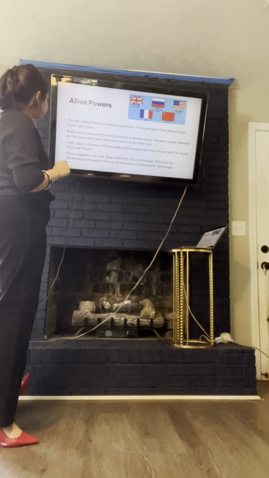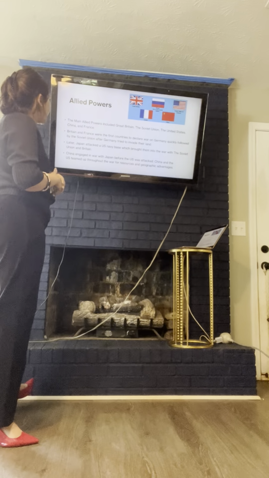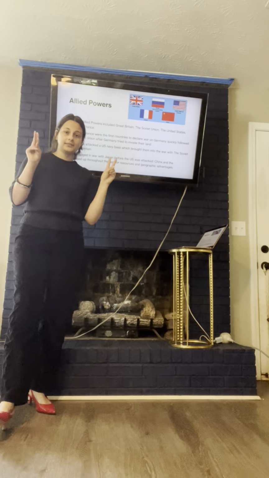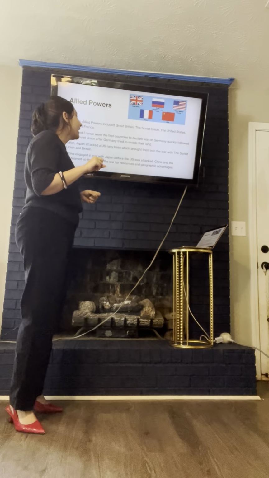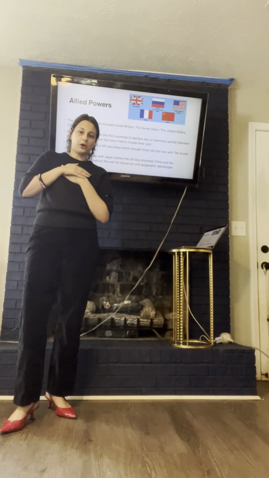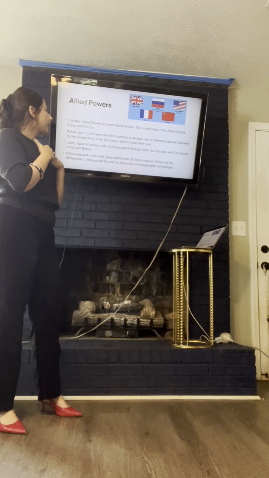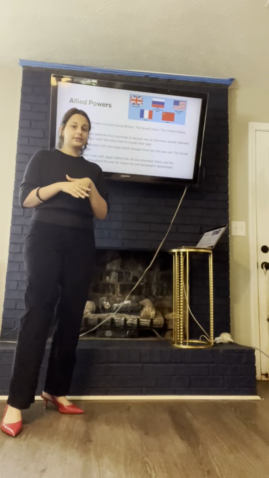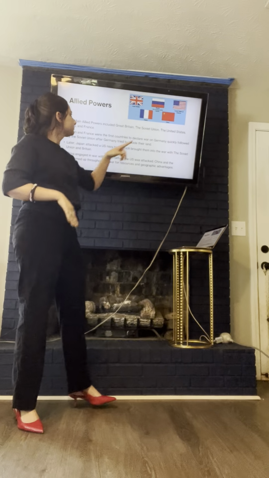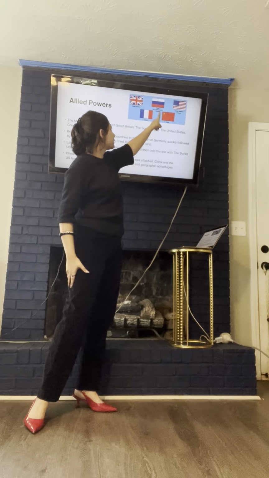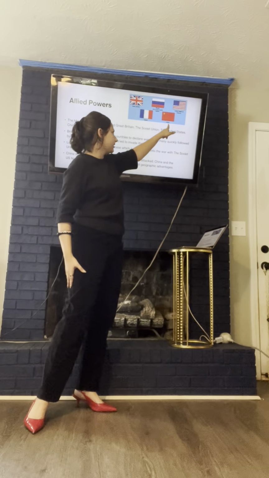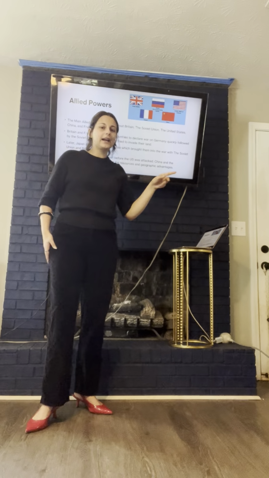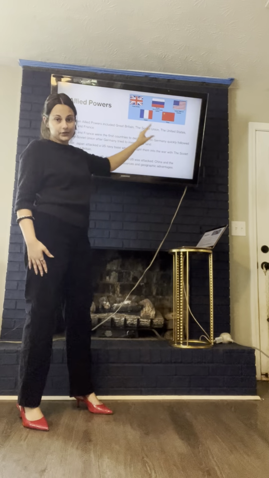So, this slide is going over the Allied powers, which is the team, if you will, that the United States was a part of. So, our partners during the World War were Great Britain, Russia, France, and China. We had more allies, but these were the main players in the game.